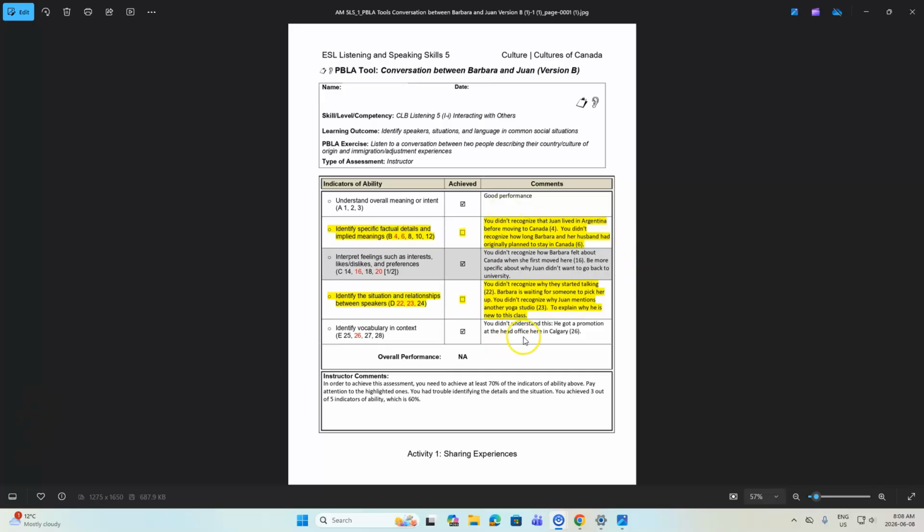But the most important thing is that you read the comments to try to understand which questions you got wrong, and then to listen to your instructor in class to find out what questions you got wrong. You can also approach your teacher and ask them for more support.